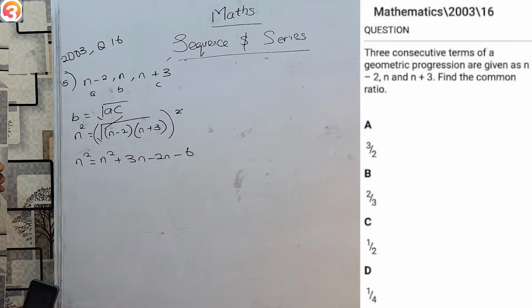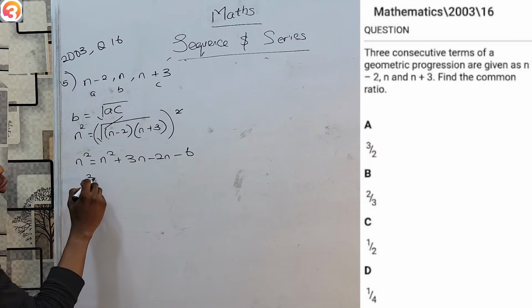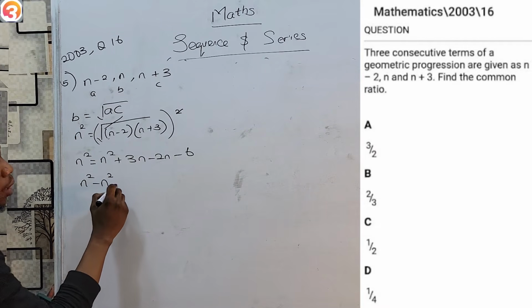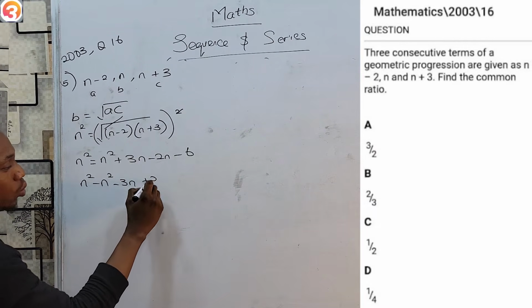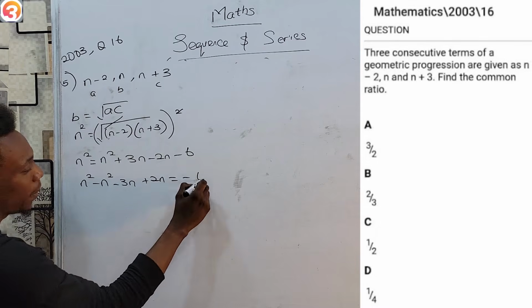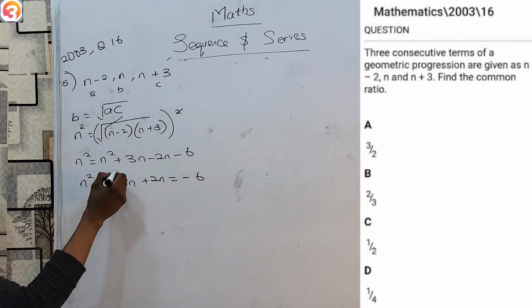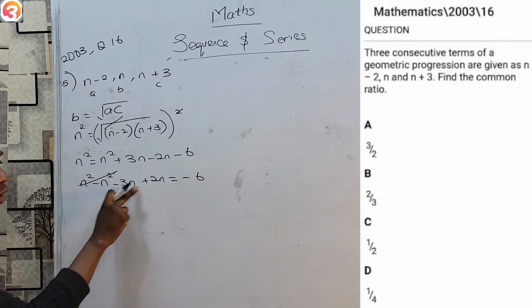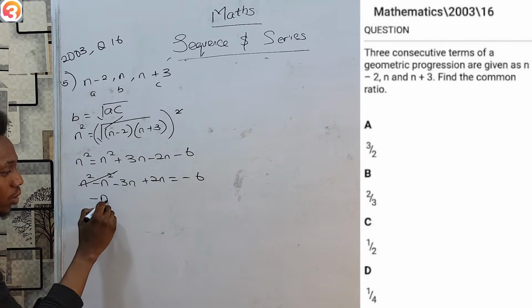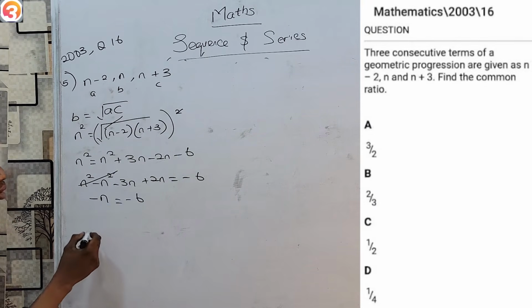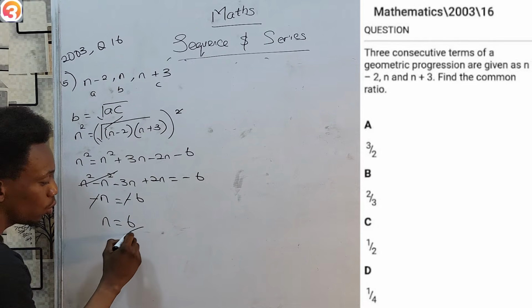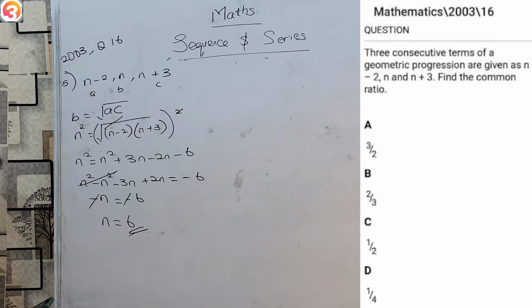Okay, everything with n go to the left. N squared minus n squared minus 3n plus 2n equals minus 6. N squared minus n squared is 0. Minus 3n plus 2n is minus n equals minus 6. Well, minus cancels minus and n equals 6.